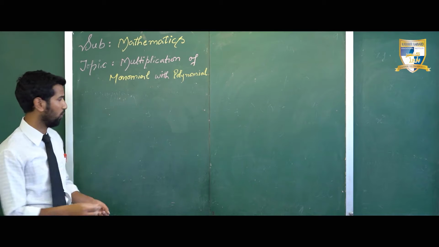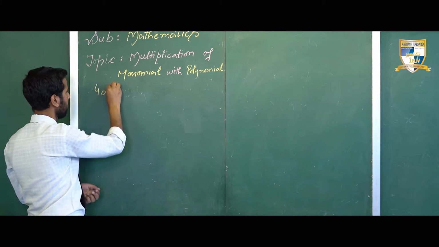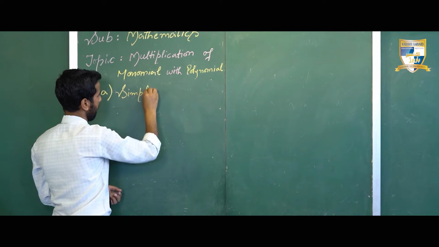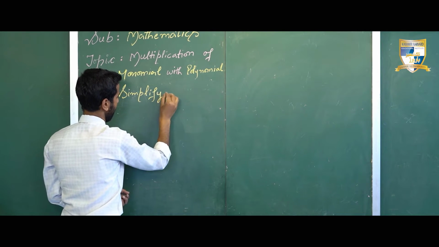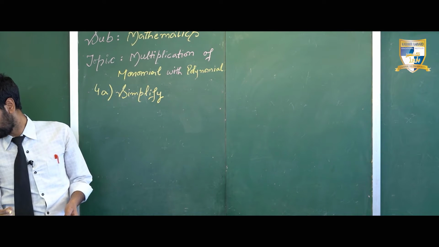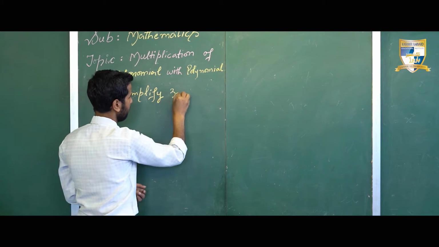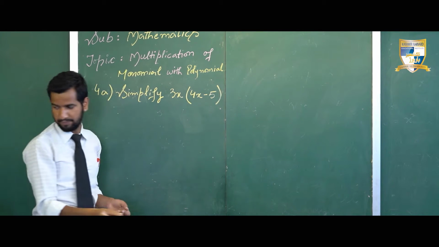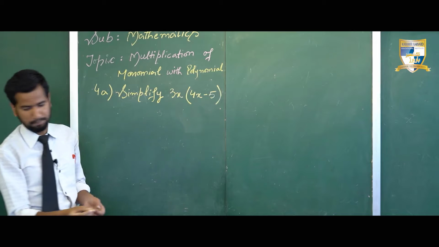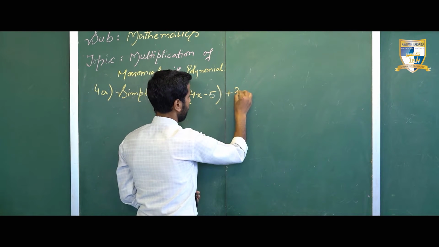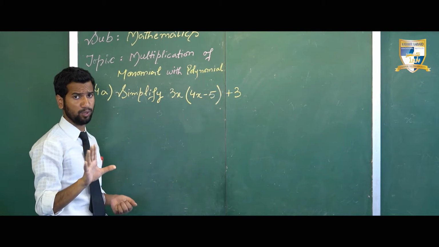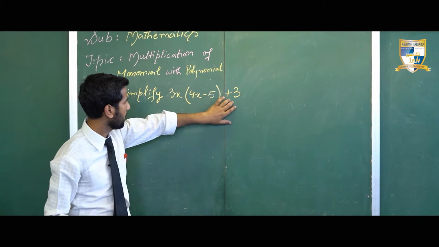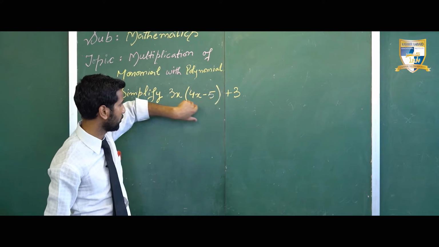Question number 4, part A, is: simplify 3x(4x - 5) + 3. This is the first part of the question. The first part states that you are going to simplify this expression.